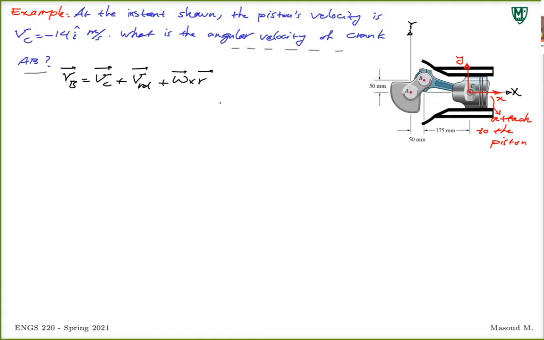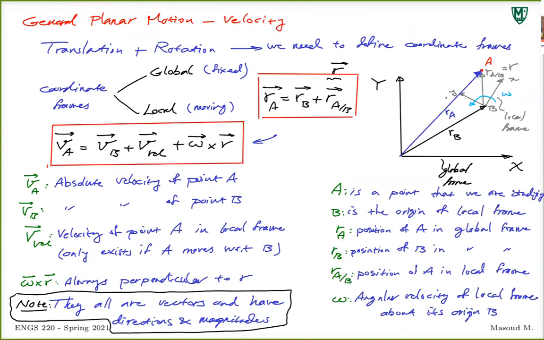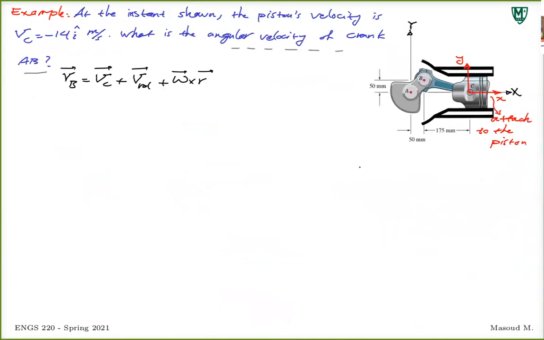Now let's look at these terms. Omega, we said, is the angular velocity of the local frame about its origin, right? That was omega. This is omega. Now in this case, our frame is going back and forth, so it's not rotating about its origin. So omega is 0. In this case, this frame is just going back and forth. It's attached to a piston. So this is 0.